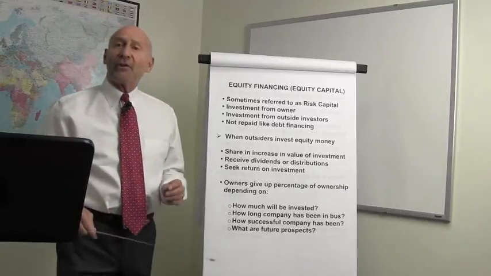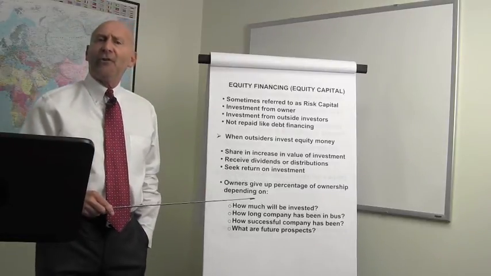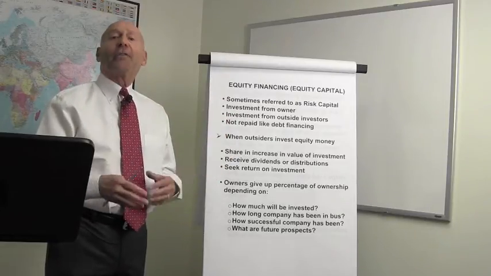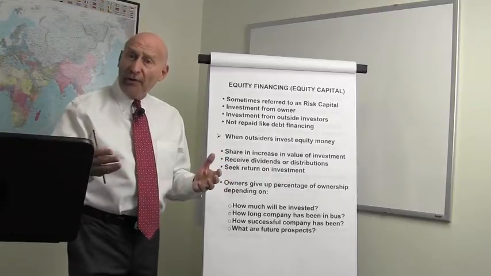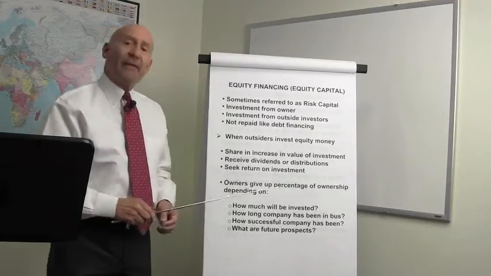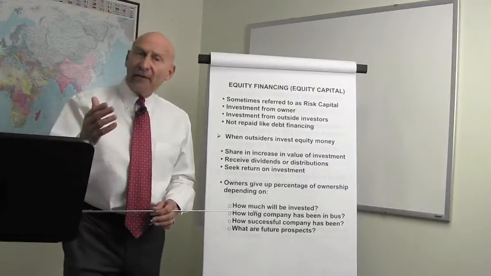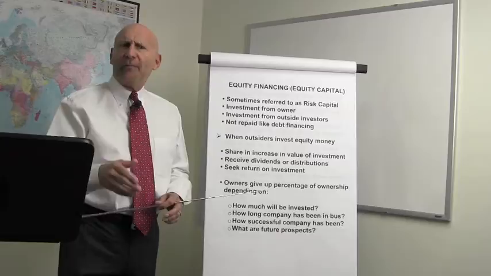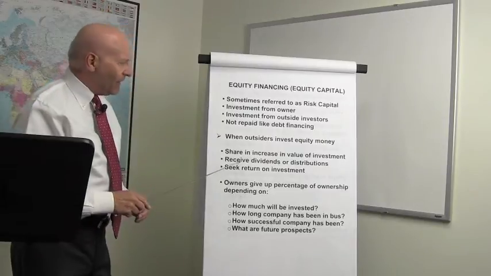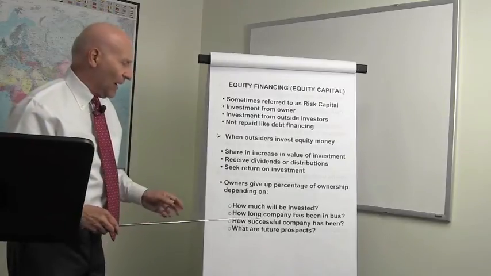Now, when outsiders invest equity money, what they're looking for is a share of increase in the value of the investment, no different than if they were going out and investing money in the stock market. They're looking for an ROI, a return on their investment. They're looking for the same thing when they invest in a small business. They're hoping to receive dividends or distributions depending on how that business is actually organized, whether it is a general partnership, limited partnership, C corporation, S corporation, LLC, limited liability company, but they're looking for dividends or distributions, and obviously then, as I mentioned before, a return on their investment.